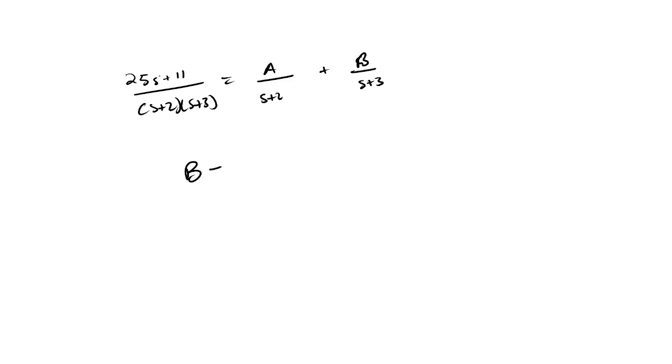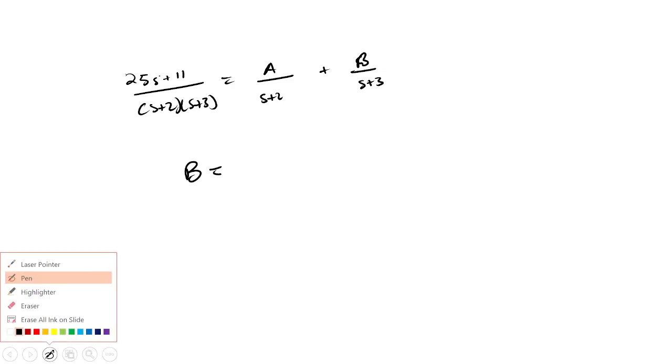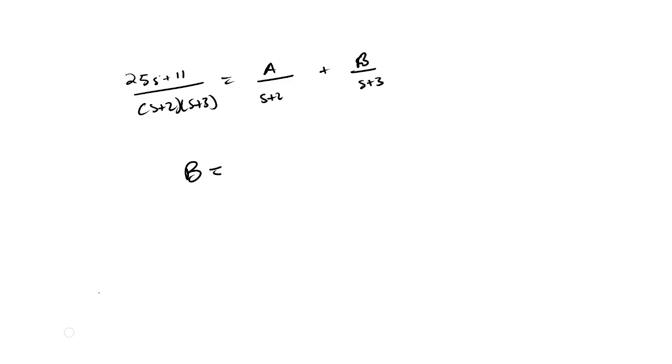Let's start with this one. We have 25s plus 11 all over s plus 2 times s plus 3. Our partial fraction is going to be a over s plus 2 plus b over s plus 3. We're looking for b. If we're looking for b, we always consider what is on our left hand side.